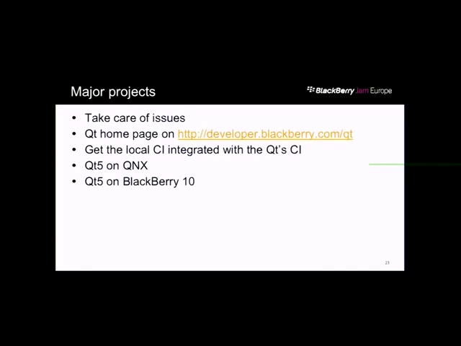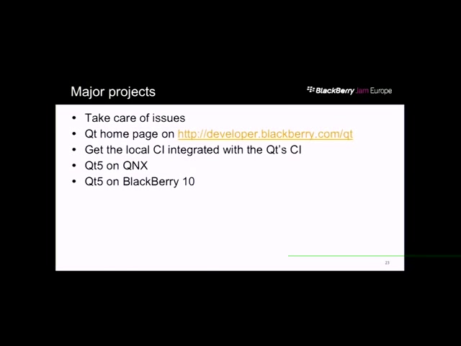Next is, as mentioned, taking care of the issues. There are some improvements required in the current builds. It's pretty decent software already today, and I use a BlackBerry 10 device on my daily basis. And still, there are some improvements required. The homepage, as mentioned, is very new. It contains just a few articles in a generic sense. We should publish quite a lot more stuff in there. I already mentioned the integration of the CI system, and then we have Qt 5 on the list, on QNX and BlackBerry 10. And this is actually the next thing I will be talking about.